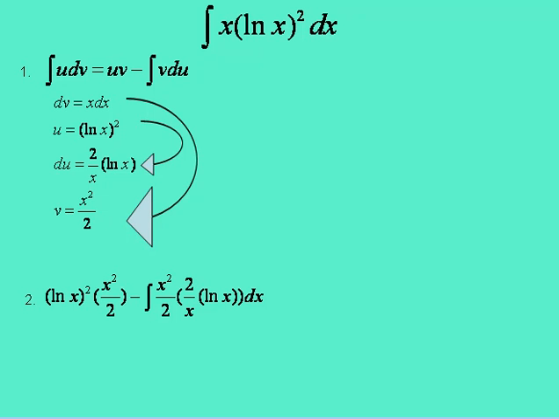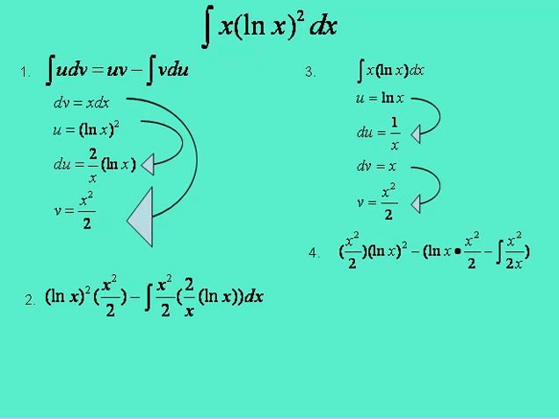Now, we see that we still have an integral sign in there, so we have to integrate that integral x squared over 2 times 2 over x ln of x dx using the formula. Identify u, which is ln of x, making du 1 over x, and dv, which is x, making v equals x squared over 2. Put those in the formula and get x squared times the ln of x squared minus the ln of x times x squared over 2 minus the integral of x squared over 2x.